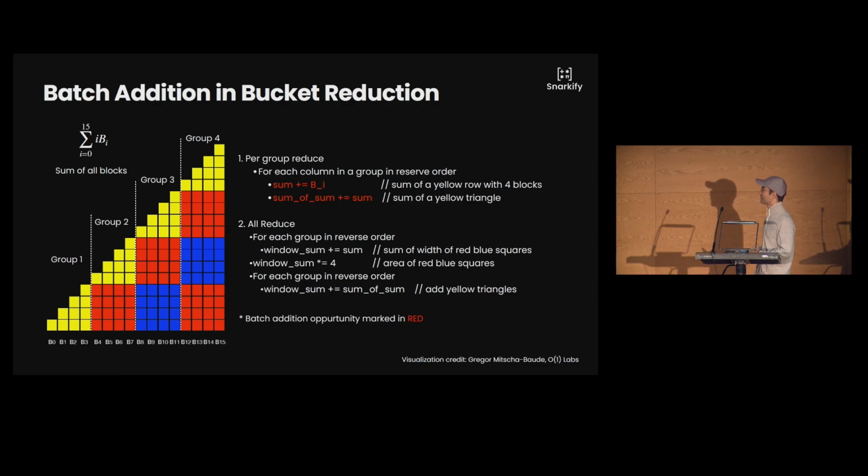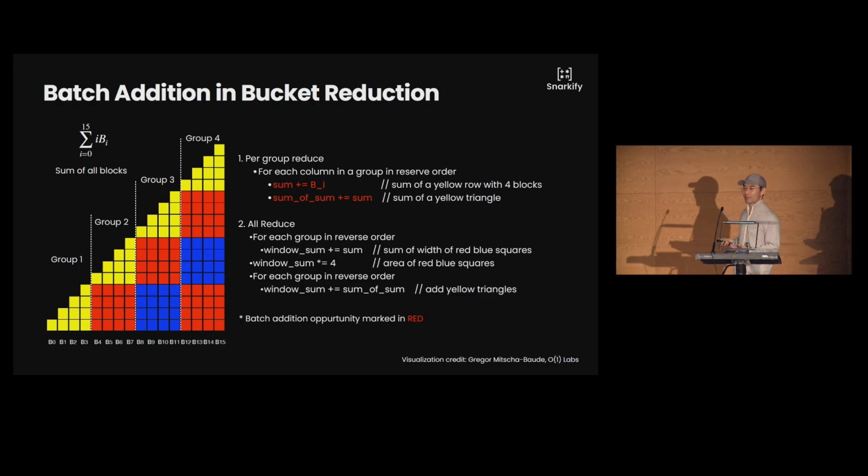And then we figure out how to calculate the squares. It's done by, for each group in reverse order, adding all the sums. Then you basically get the sum of the widths of the right blue squares, basically 4, 4, 4, 4 here. Then you multiply those by 4. You get the area of this square. Then you add all these squares together, and add back the yellow triangles with those squares. You get the final addition.